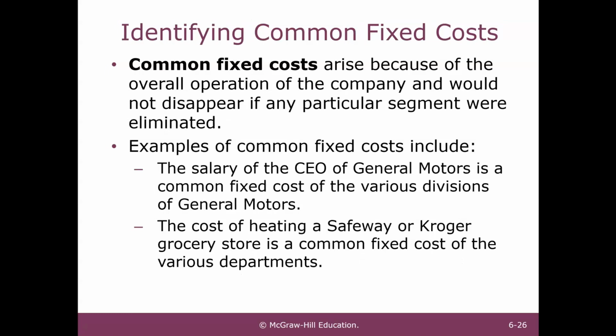A common fixed cost would be the CEO's salary of General Motors, because the CEO is over all of the divisions of General Motors. So that is a common fixed cost for the entire company to absorb. A second example would be heating at a Safeway. You're going to heat the whole store, not just part of the store. So that's a common fixed cost amongst all of the different departments.